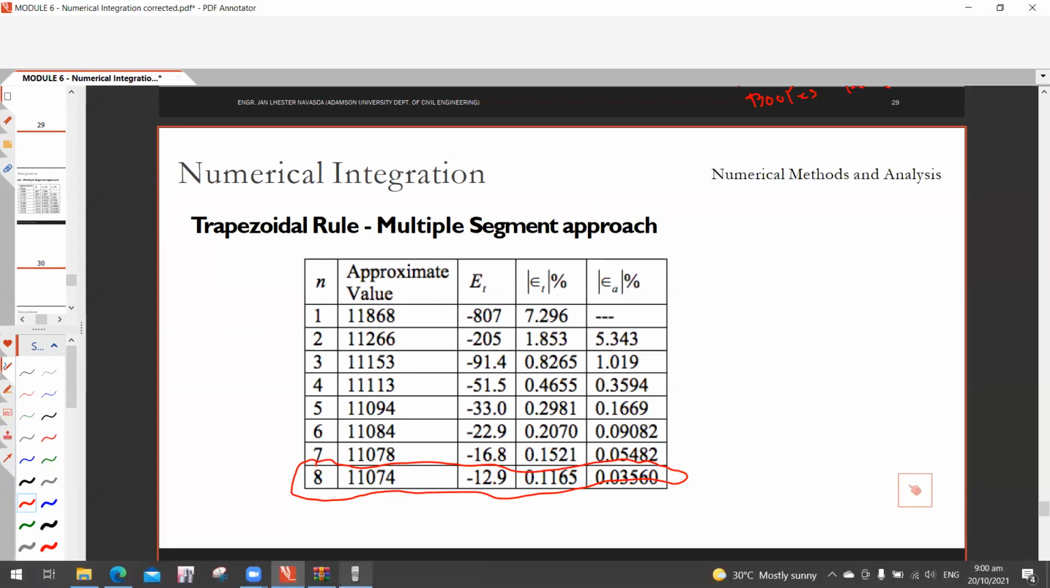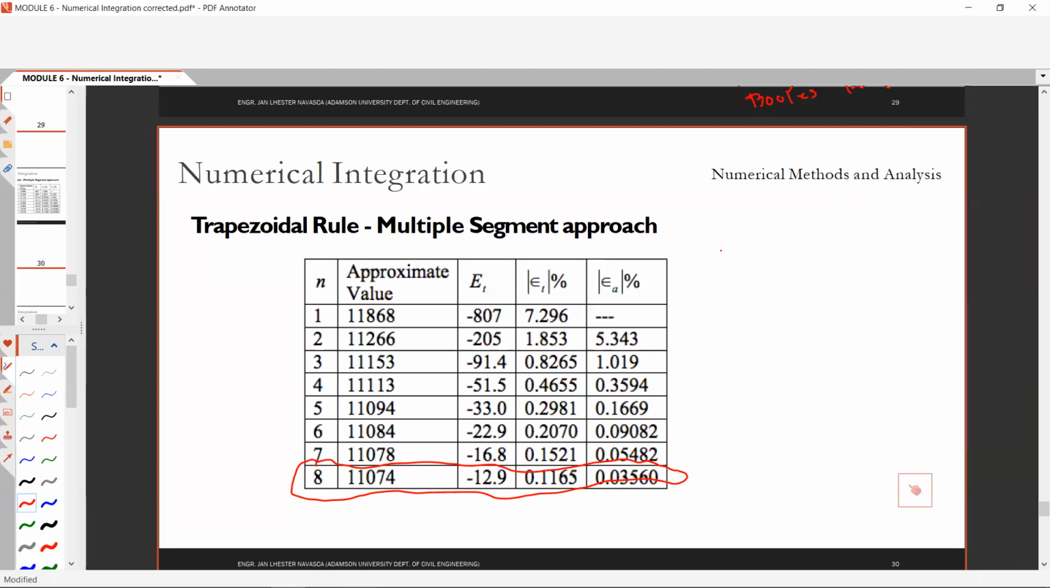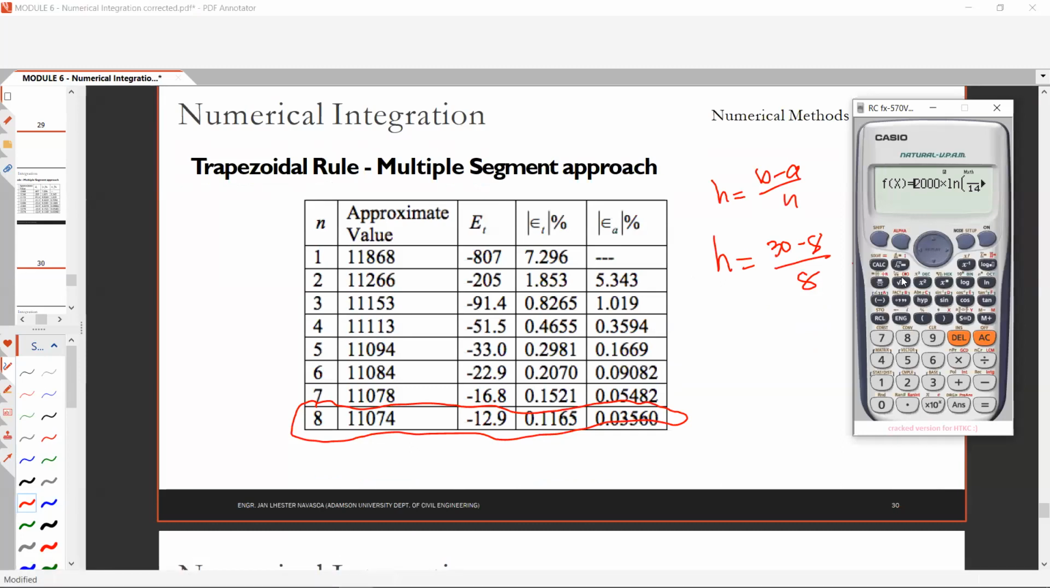Okay, balik tayo dito sa table. When n equals to 8, ano yung h natin? So yung h natin, therefore, is b minus a over n. So yung h natin is 30 minus 8 over 8, 2.75. Okay, start natin is 8, end natin is 30. Now yung step natin is 2.75. Ngayon, tabulate natin yung mga values.